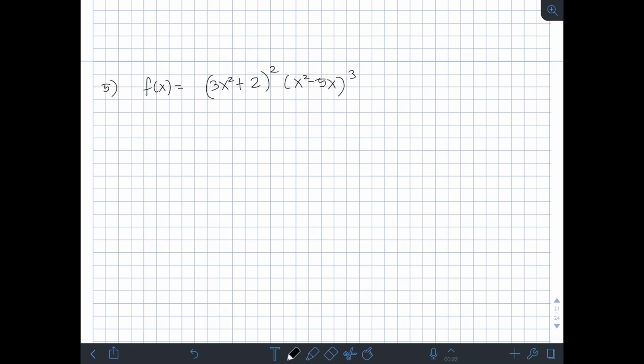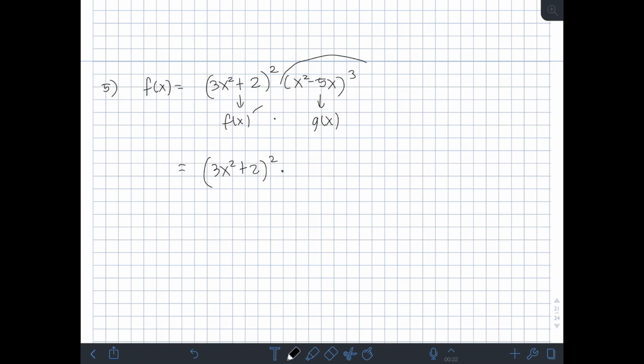Next, we have f of x is equal to quantity 3x squared plus 2 squared times quantity x squared minus 5x cubed. Okay, so this time, we have a product of two functions, which is this 3x squared plus 2 quantity squared. So, let's say that's f of x. Then, this x squared minus 5x quantity raised to the cube. So, let's say this is g of x. So, let's apply the product rule. So, copy f of x first. So, 3x squared plus 2 squared times the derivative of g of x.